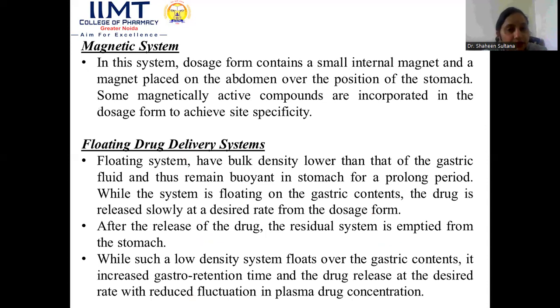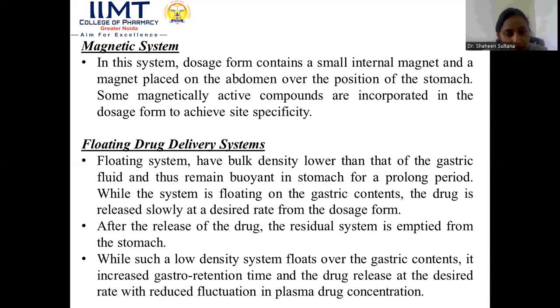Now the magnetic system. In this system, the dosage form contains a very small internal magnet, and a magnet is placed on the abdomen over the position of the stomach. Some magnetically active compound is incorporated in the dosage form to achieve site-specific drug delivery. So this system allows site-specific drug delivery based on the magnetic effect.